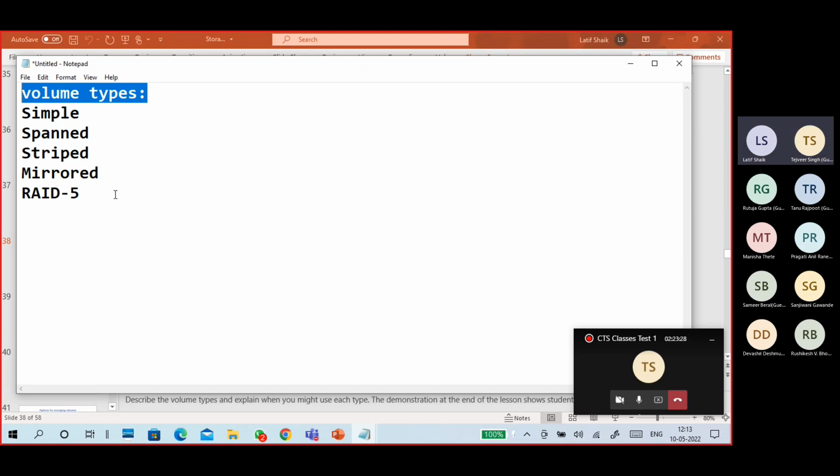So then we use exFAT because SD cards nowadays come in 64 GB, 128 GB, 256 GB sizes. So you want to store big files and big memory sizes, so go for exFAT. That is a new file system.